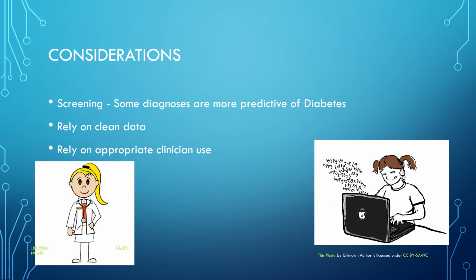All in all, there are some diagnoses that are more clear predictors of developing diabetes. However, we rely on clean data and accuracy of the model to be sure that we can use these predictors. Additionally, informatics professionals must also consider that the use of EHR data also relies on the clinician to appropriately enter the data. In this case, the clinician must appropriately enter the ICD-9 diagnoses for each patient.